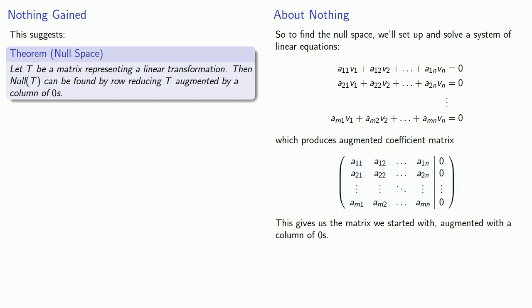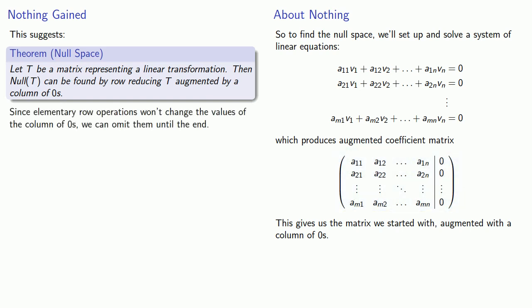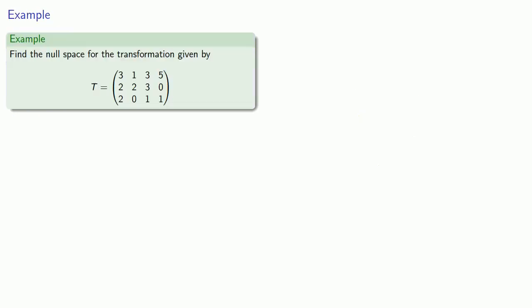One important observation here is that because elementary row operations won't change the values in a column of zeros, we can actually leave the zeros off until the very end of the problem. You can trust this statement because I'm on the internet and you can't put anything up online unless it's true. But you might want to think about why that is actually the case. So let's see what we can do.